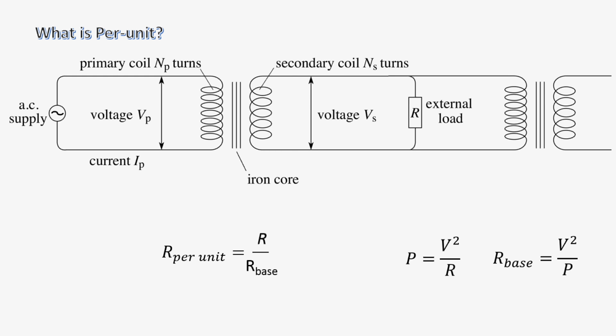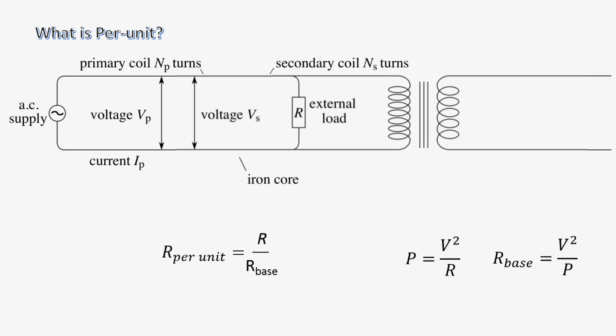Now, the nice thing about per unit values is that you can transfer them from either side of the transformer to the other side as if there is no transformer there. So by putting R in per unit, you've basically just removed the transformer for that resistance. This is highly useful for simplifying circuits for power systems.